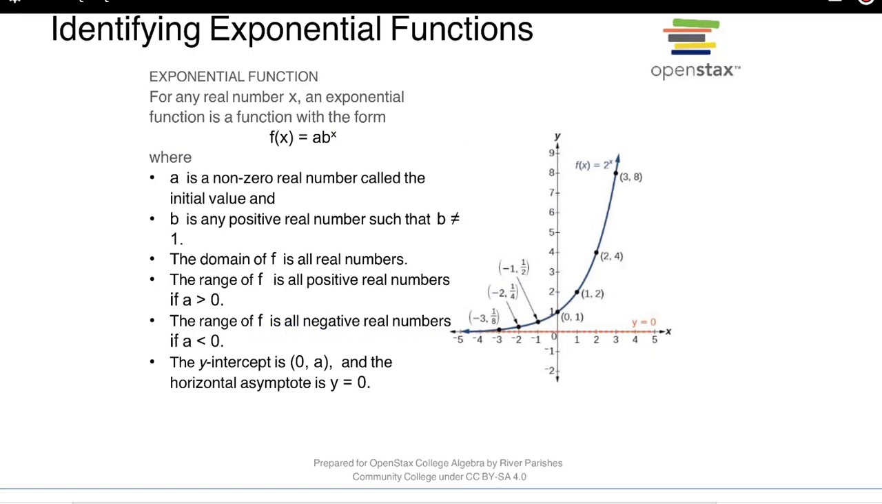The range of f is all negative numbers if a is less than 0. So if the number here in front is greater than 0, then the range is all real positive numbers. And then if it is less than 0, it's all real negative numbers. And then the y-intercept is always 0 up to whatever the value of a is. So if a is 1, the y-intercept is 0, 1. The horizontal asymptote is at y equals 0. Okay, and so those are the characteristics of an exponential function.